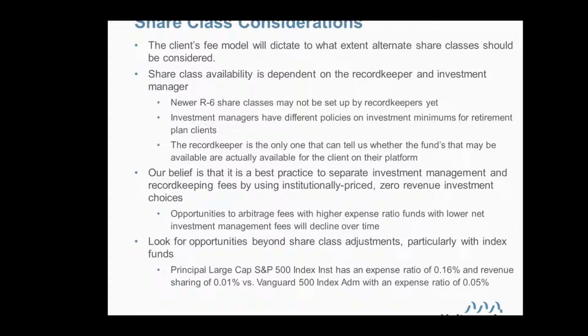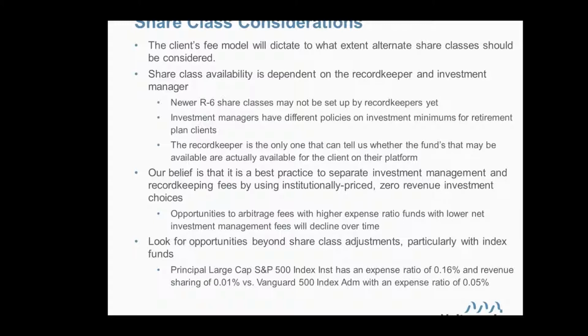So as I say, newer R6 share classes may not be set up by record keepers yet. What is an R6? R generally stands for retirement, and 6 tends to be, in the numerical order 1 through 6, the cheapest share class. However, you may have to ask your vendor to add the R6. As new funds and new share classes come out, they're not automatically added to your record-keeping platform. But you may request it, and they may or may not do it, and they may or may not do it for free, but it's worth asking.